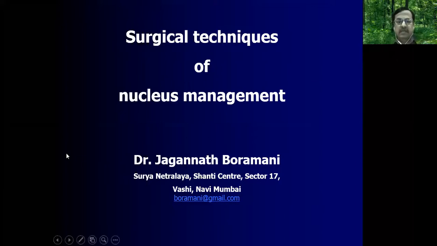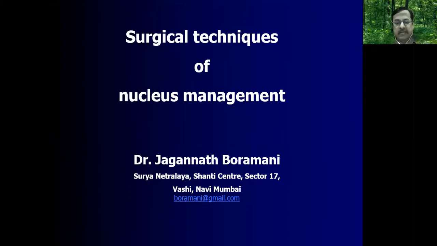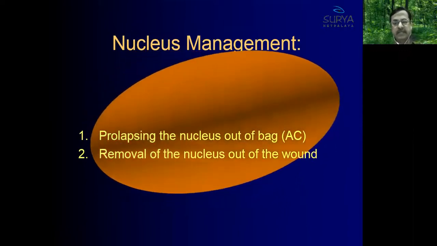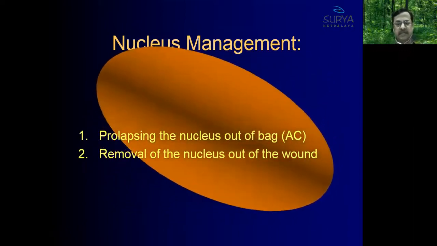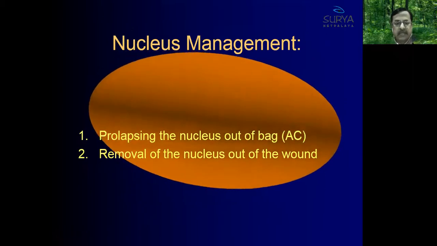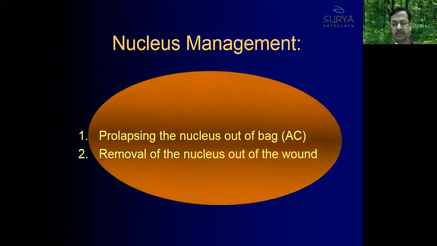So last time we covered the details of scleral tunnel construction and how it helps. Today, I am going to cover the surgical techniques of nucleus management in SICS, because these are the two major differences between phacoemulsification and small incision cataract surgery: the making of the scleral tunnel and the management of the nucleus. In nucleus management, there are basically two parts. First, how to prolapse the nucleus out of the capsular bag into the anterior chamber. And secondly, how to remove the nucleus from the scleral tunnel wound.